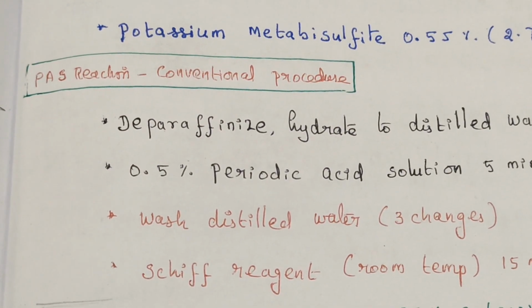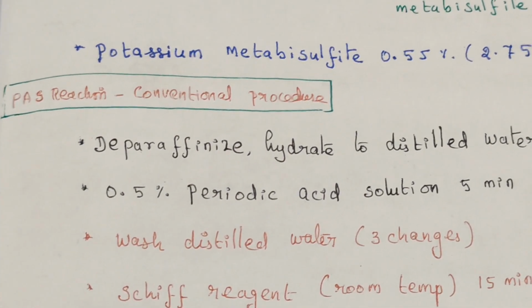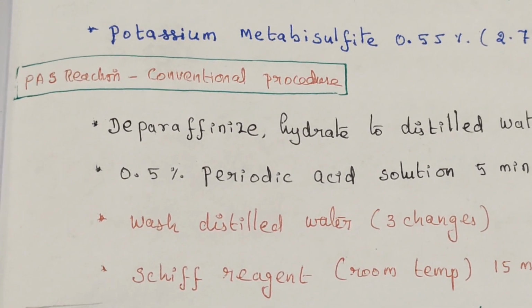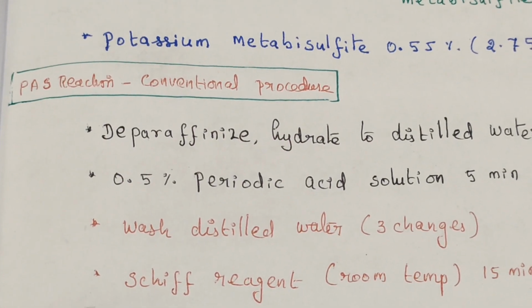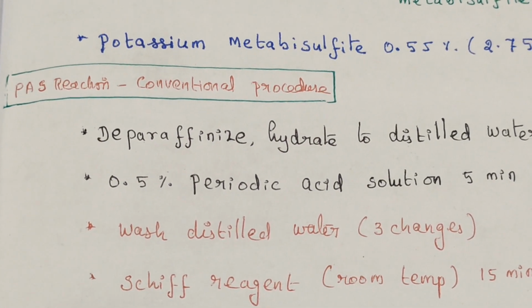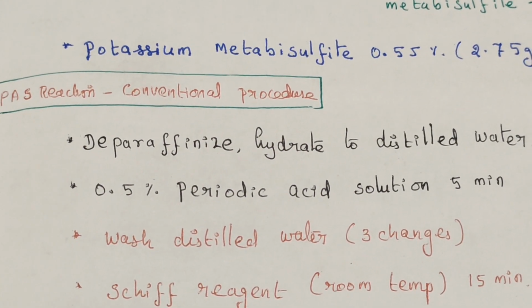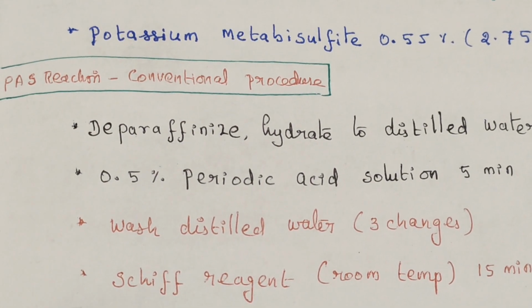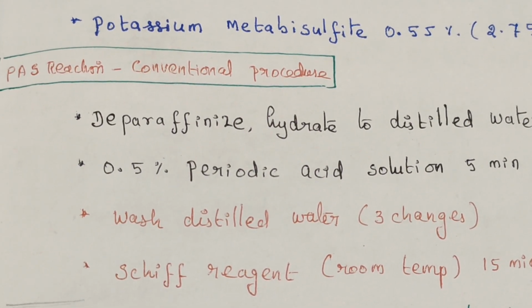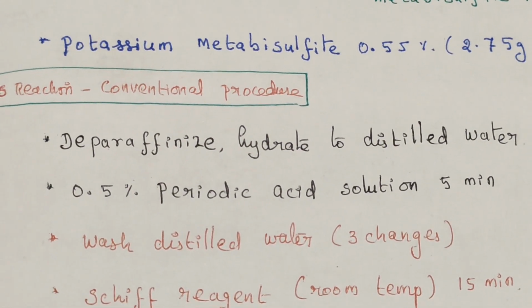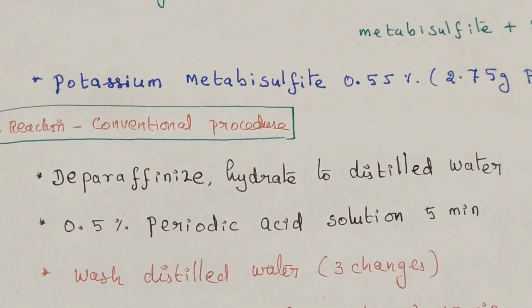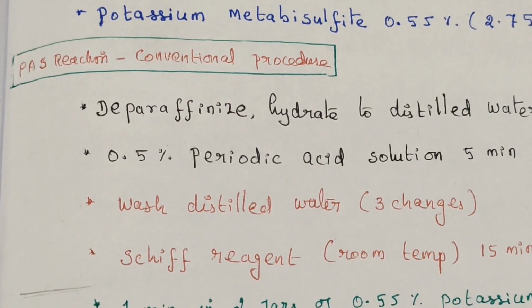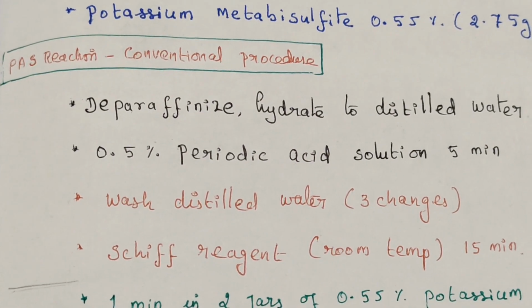Then we want to discuss the procedure. We already discussed the fixative and the reagents we are using. Next, there are two types of procedure. One is the conventional procedure, the second one is the microwave procedure. For the conventional procedure, a slide must be used. So the first method is the conventional method.